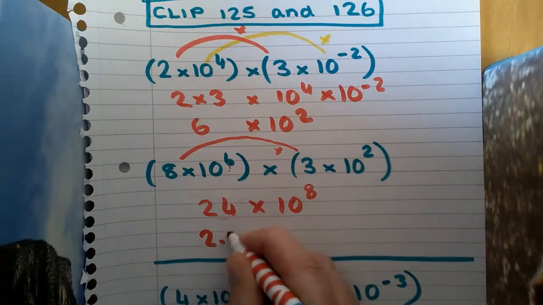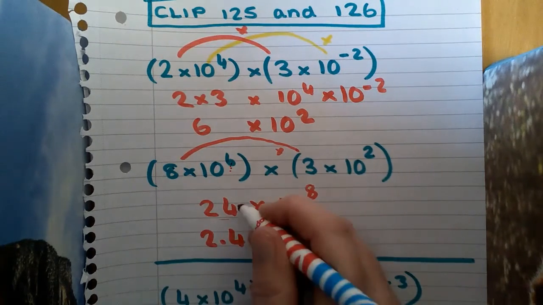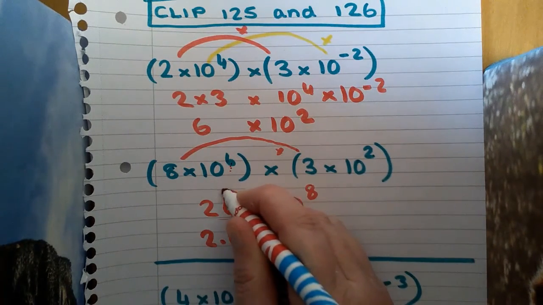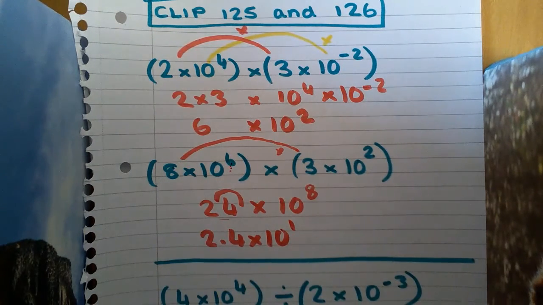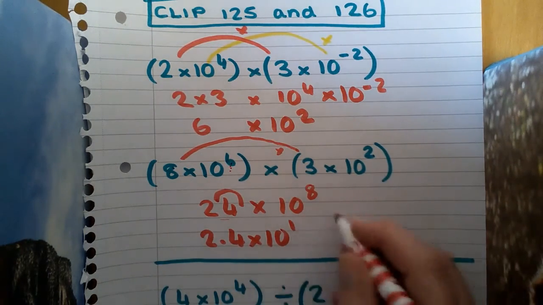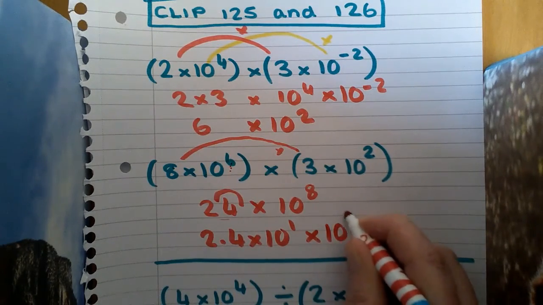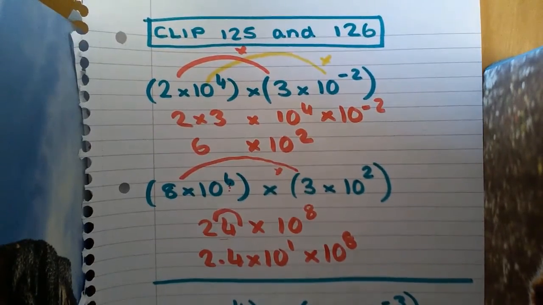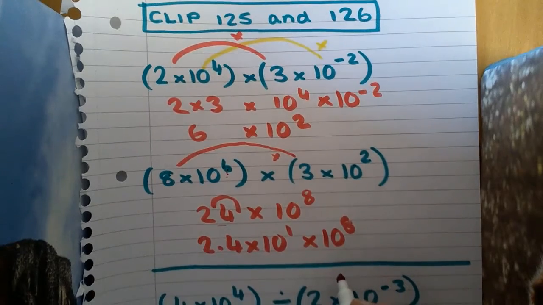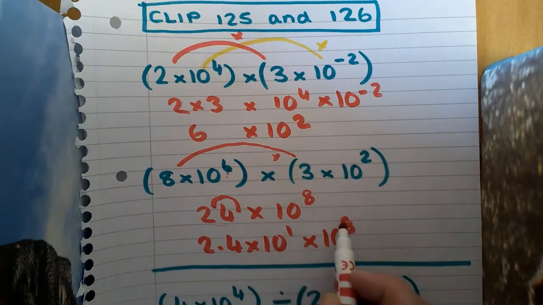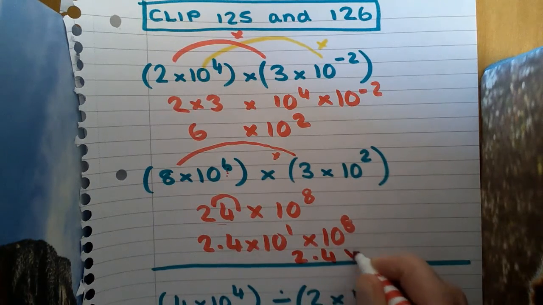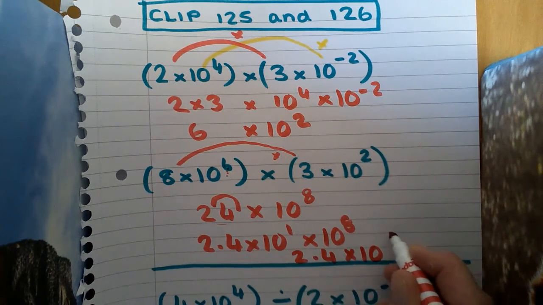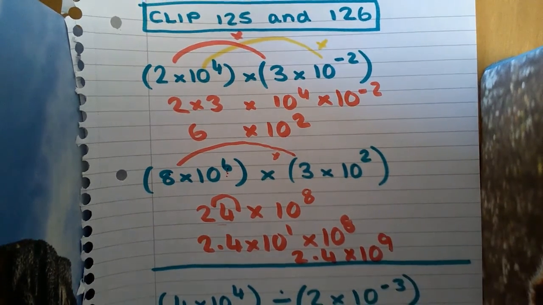Remember, I want 2.4, which means when I've done my adjustment, it's times 10 to the power 1. But I've still got this times 10 to the 8. So what I need to do is add 1 and 8, so it becomes 2.4 times 10 to the power 9, and that's your answer.